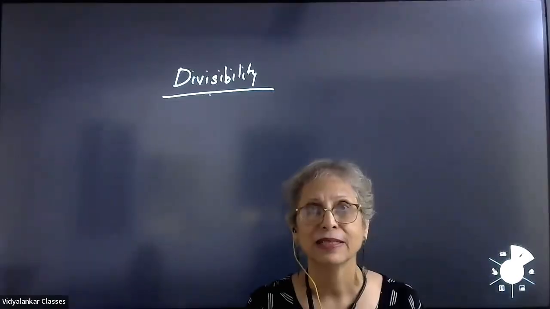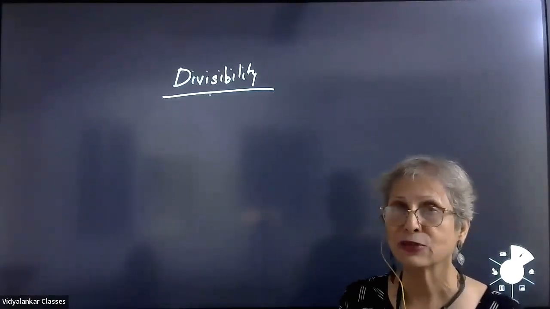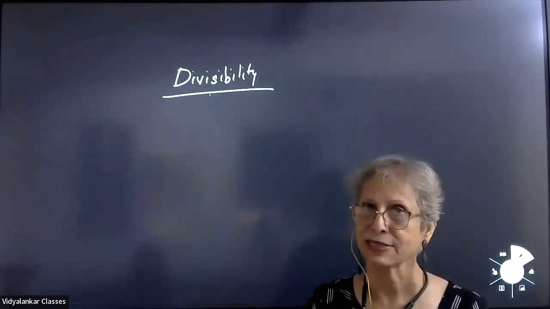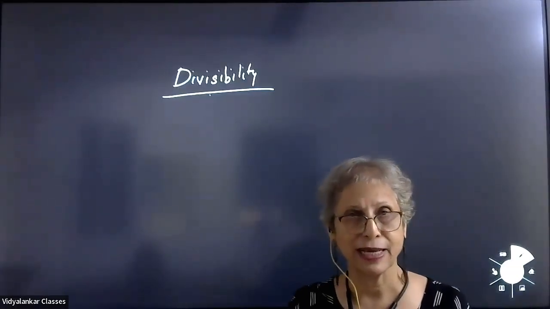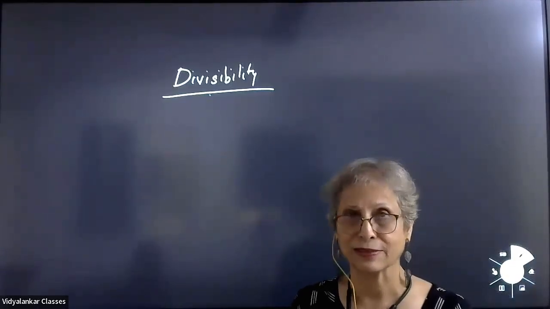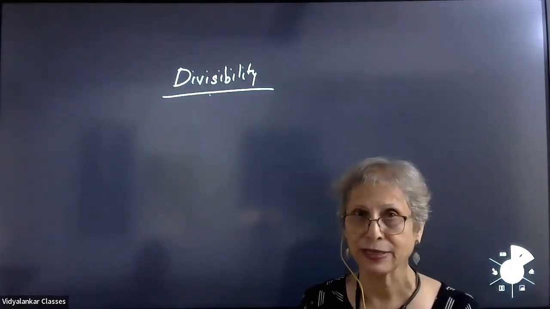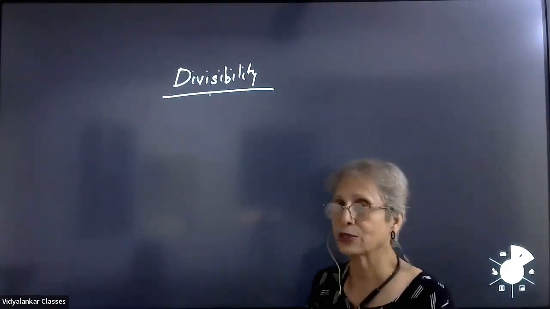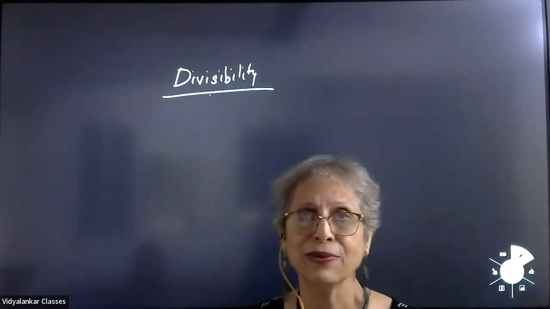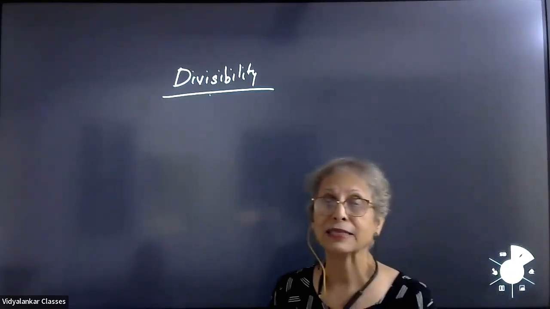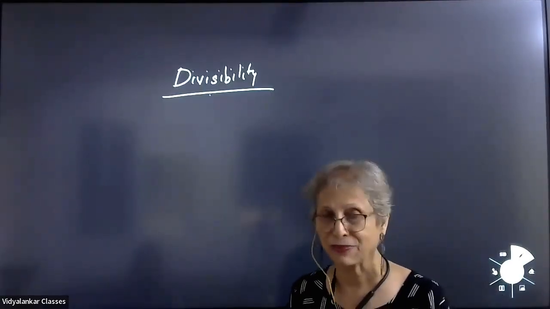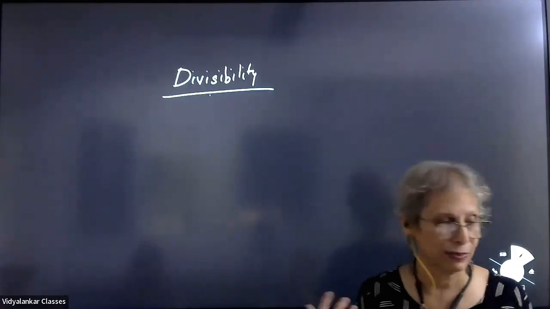Now 3 and 9. In these two tests, we have to just add the digits. If the sum is divisible by 3, then the number is divisible by 3. If the sum is divisible by 9, then the number is divisible by 9. Okay, let us move to some more tests. These tests are very important actually. You have to learn them properly so that, without actually doing division, you can easily find out whether the number is divisible or not. And this is important. This is required while doing factorization. We can find factors fast if we know the divisibility tests.